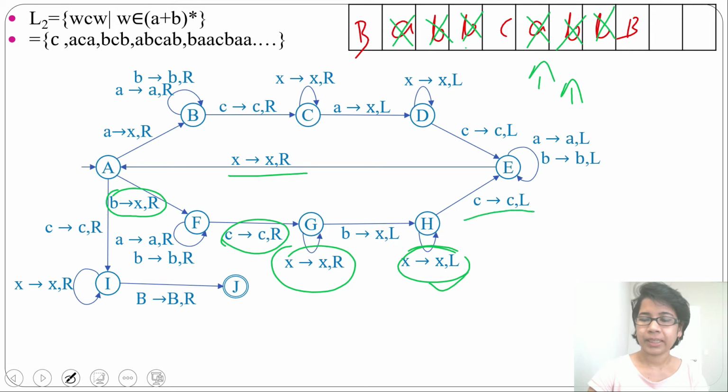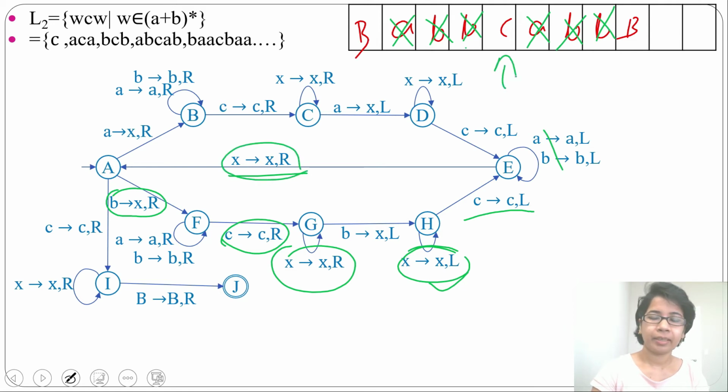Now when it will see C, C will be C and it will move left. Now there is no A, B, simply to use this. X will be X and it will move right. Now the right header is here. We will not see any A or B as all A and B is done. So when it will see C, C will be C and it will move right.